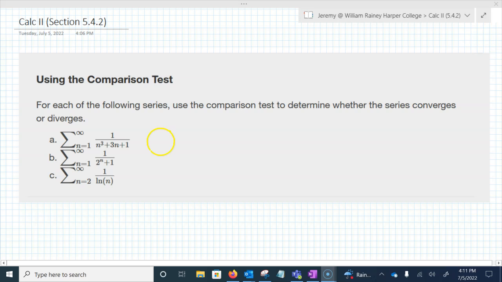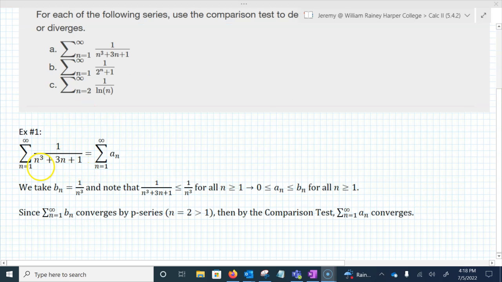So let's go ahead and formally write that up. Okay. So here I'm going to call our series in question for the first example, the series of terms 1 over n cubed plus 3n plus 1, and each of the terms I'll just call a sub n. And I'll take b sub n to be 1 over n cubed, because I know that 1 over n cubed is bigger than or equal to 1 over n cubed plus 3n plus 1 for all n bigger than or equal to 1. So there I have my relationship. These are the a sub n's less than or equal to b sub n's for all n bigger than or equal to 1. Here I've stated it, just like I have in the theorem for the comparison test.